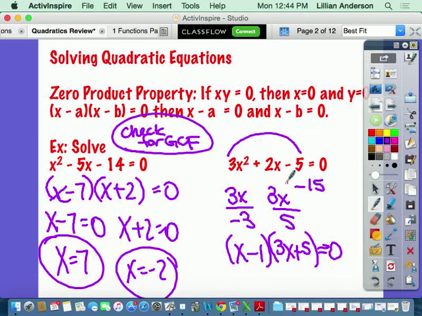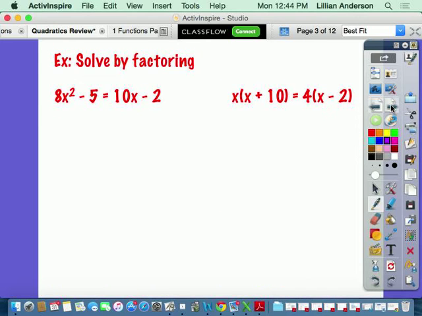What were your solutions? x equals 1, and x equals what? Negative 5 over 3, because you subtract 5 and then you divide by 3. Okay? Always remember, before you even start to factor, you check for greatest common factor. All right?